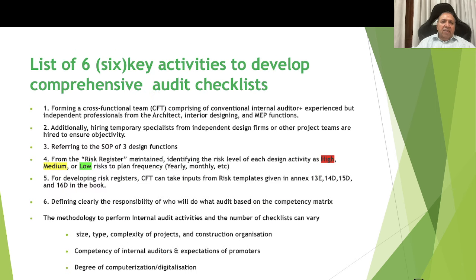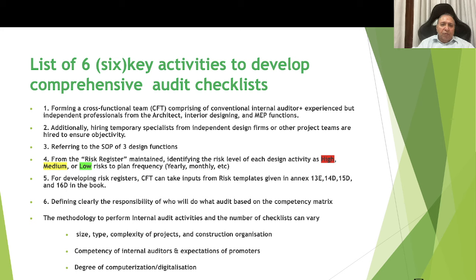Now, 6 activities are being proposed to develop a comprehensive audit checklist. These are: number 1, making a cross-functional team which is comprising of the conventional internal auditors plus experienced but independent professionals drawn from the teams of architecture, interior designing, and MEP functions. Additionally, hiring temporary specialists from independent design firms or other project teams to ensure objectivity.